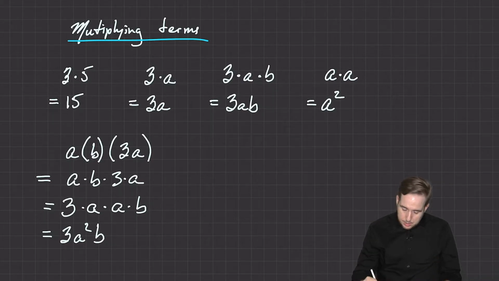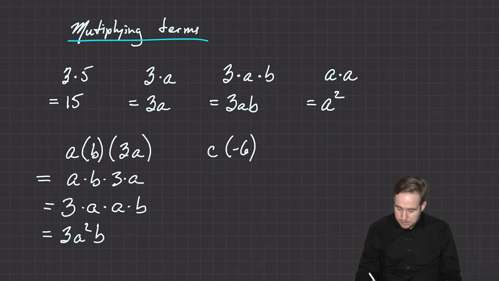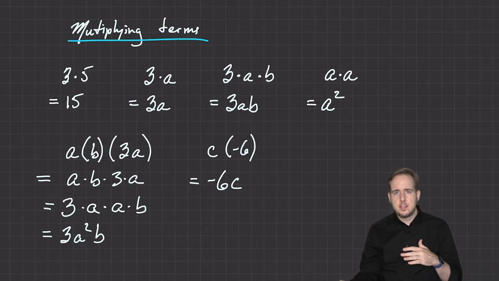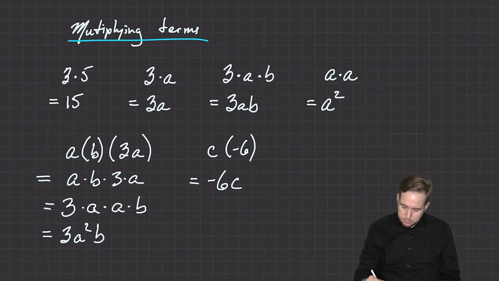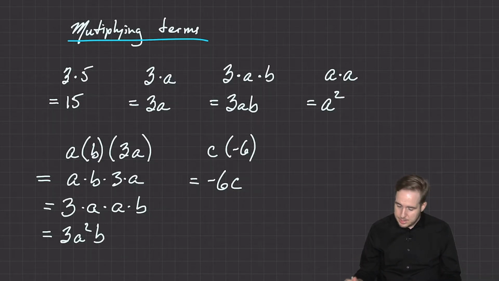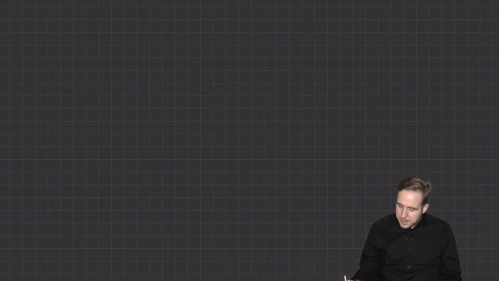Okay. What happens if there is a negative? So this will be, let's change to a different one. This will be c times -6. Well, it's just -6 times c. And this is another one of those convention things where we tend to put number first, letter second, and if there's more than one letter, the letters in alphabetical order. Does it have to be that way? No, but if we're all doing the same thing, it means that everyone can read each other's work a little bit more easily.